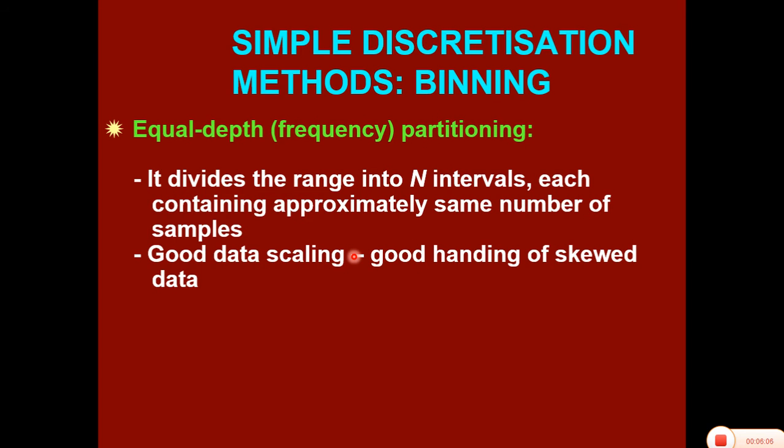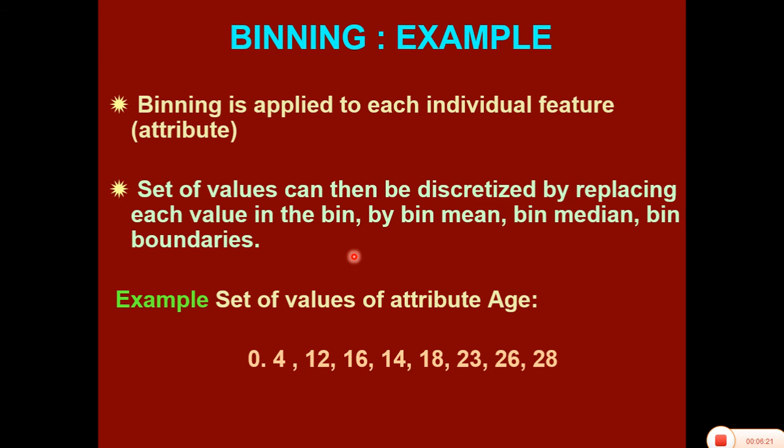But equal depth partitioning is a little bit different. It divides the range into N intervals, each containing approximately the same number of samples, and it gives good data scaling and good handling of skewed data. Now let's see binning, which is applied to each individual feature. We have a set of values that can be discretized by replacing each value with its bin. Then we will perform bin by mean, bin by median, and bin by boundaries.